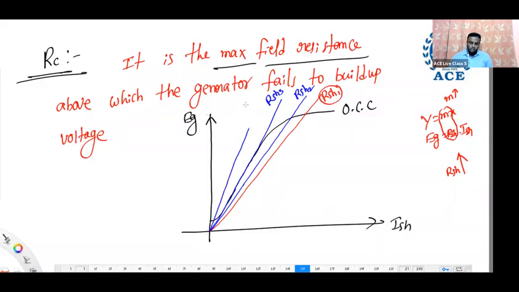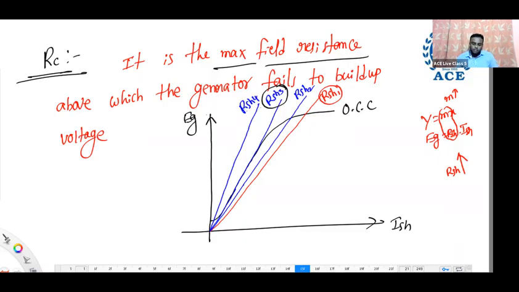This is RSH4. Now tell, out of these 4 resistor values, RSH1, RSH2, RSH3, RSH4, which one is the critical field resistance? Yes, RSH3 is the critical field resistance. That is the maximum resistance. Up to that you can increase the resistor. After that, if you increase, the generator fails.